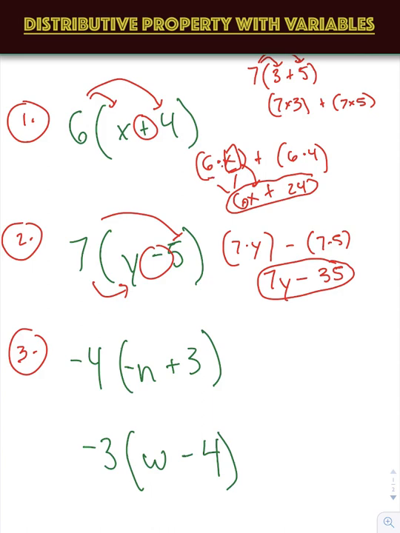Number 3, we're going to distribute the negative 4 to the negative n, and the negative 4 to the positive 3.